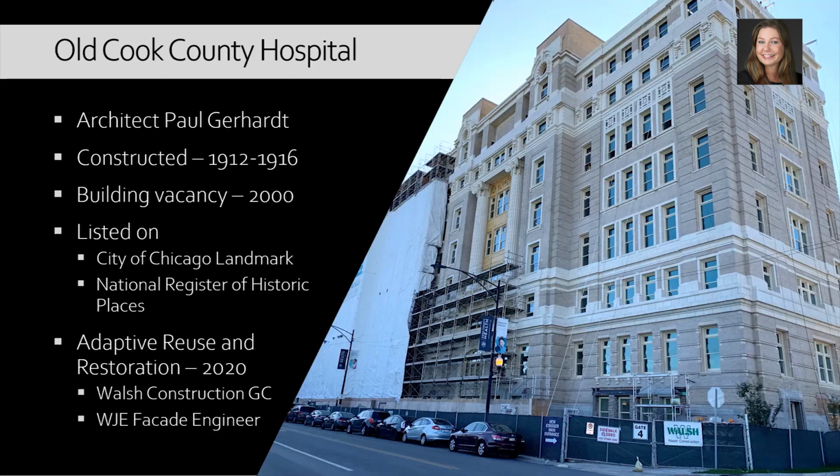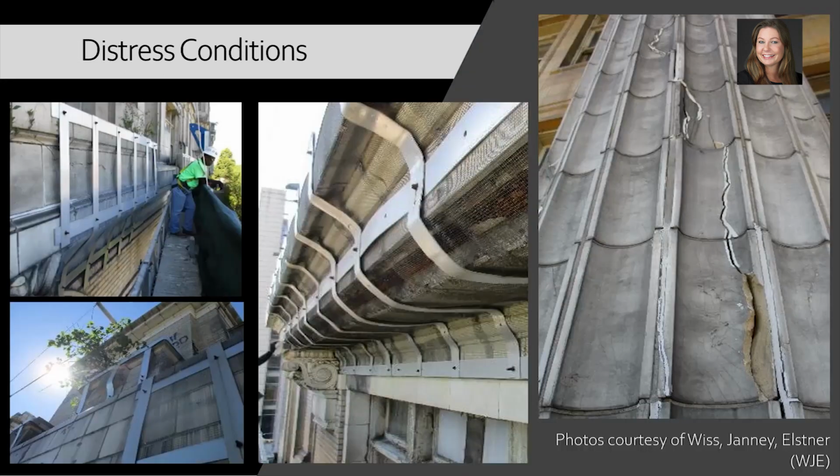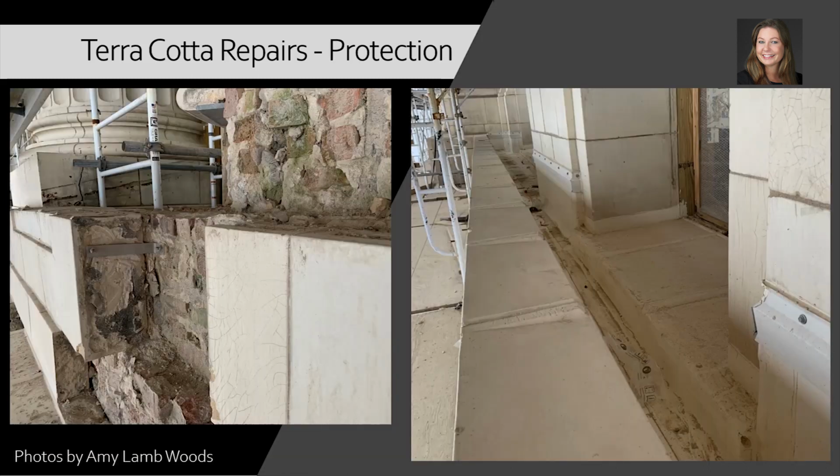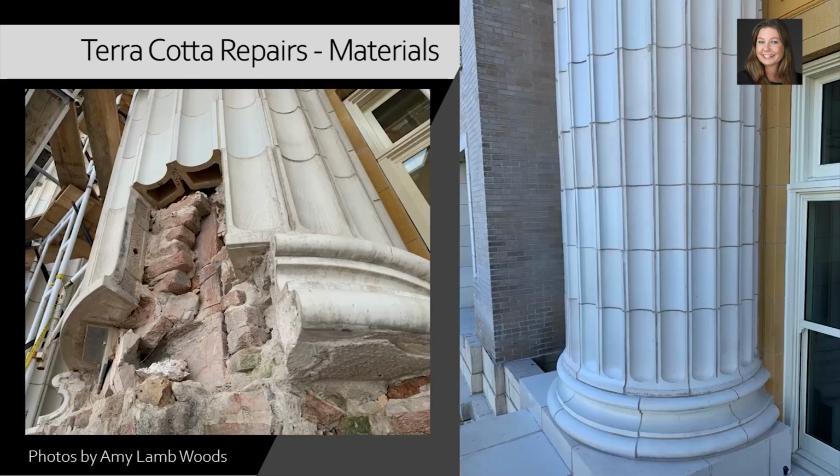Walsh Construction was the general contractor, WJE the facade engineer. A lot of the conditions were water's getting in, that steel is corroding, causing a lot of damage. A lot of that terracotta has lots of cracking and spalling and a very unsafe condition. So a lot of the repairs start with those systems, repairing or replacing the steel, rebuilding back areas of soffits and parapets and windowsills that had been damaged, and then making sure that when we put the install back, those areas that are horizontal facing are protected with a waterproofing membrane, selecting materials that are appropriate and similar and compatible to the original terracotta.